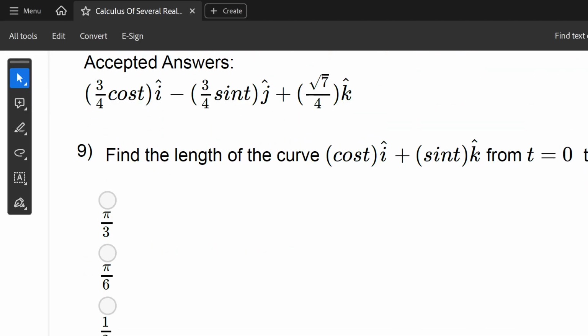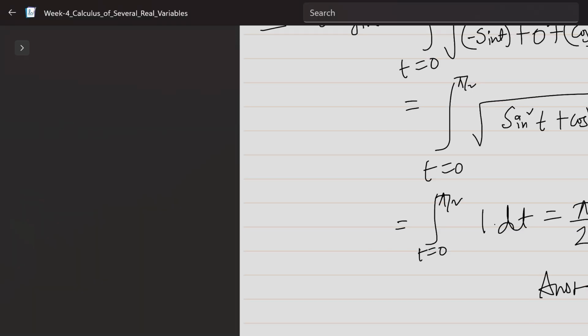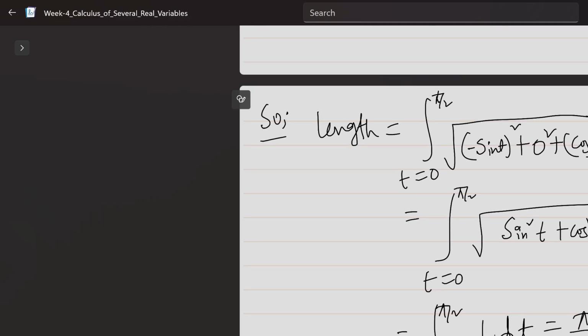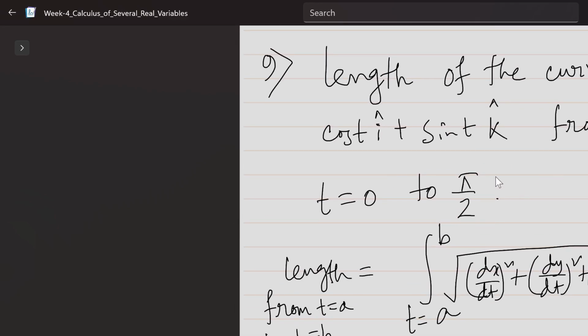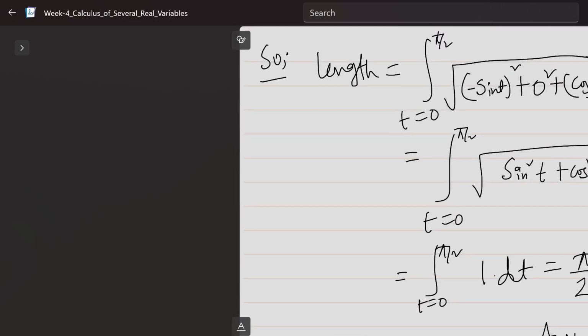Did you see this year's assignment question? They are the same topics with changed values. This length question is there. Length of the curve from t equal to 0 to pi by 2, or if they change this a and b, you can solve. This is the general formula. Just the formula, I will put it in a red box so that you can recognize it. This is a formula. Okay.